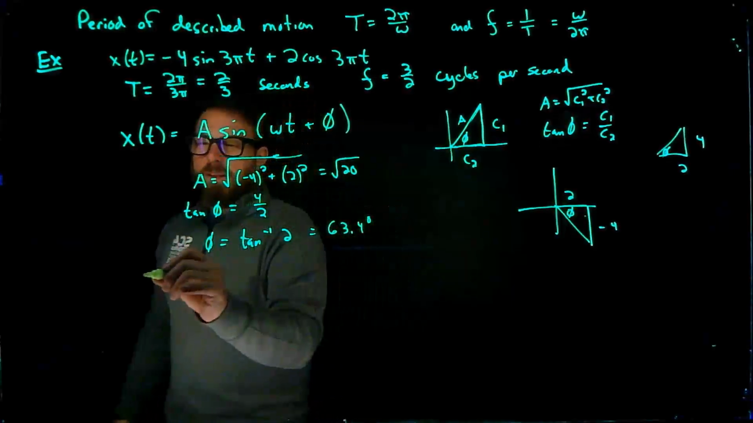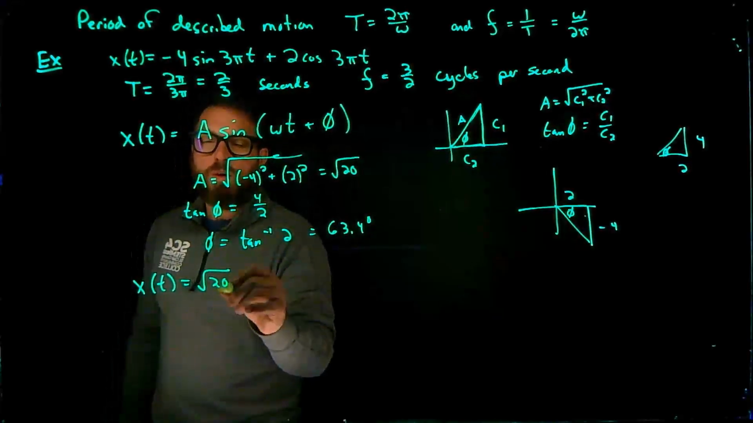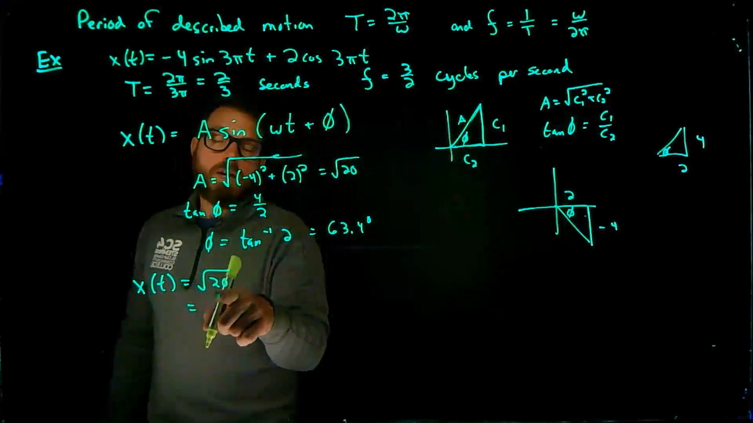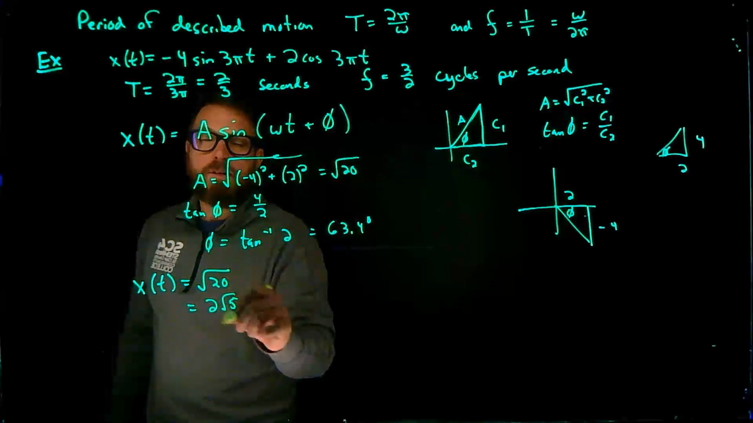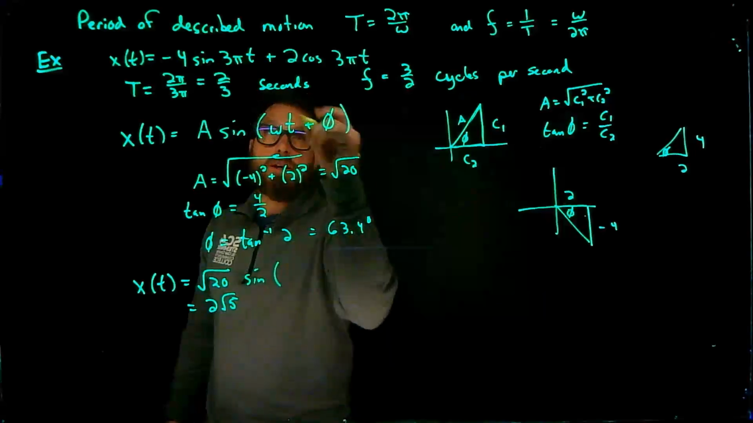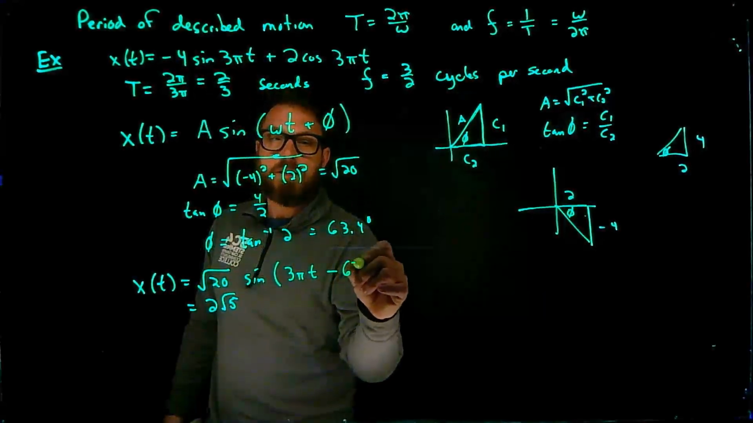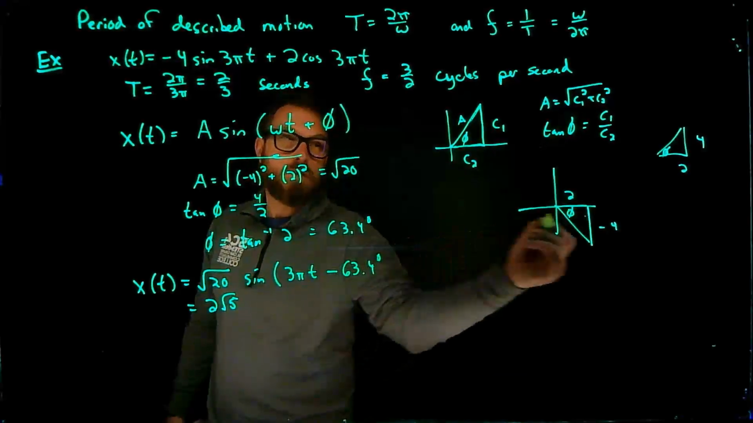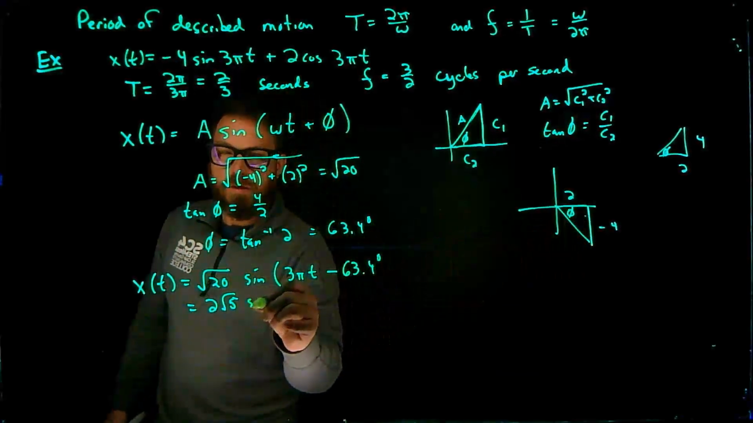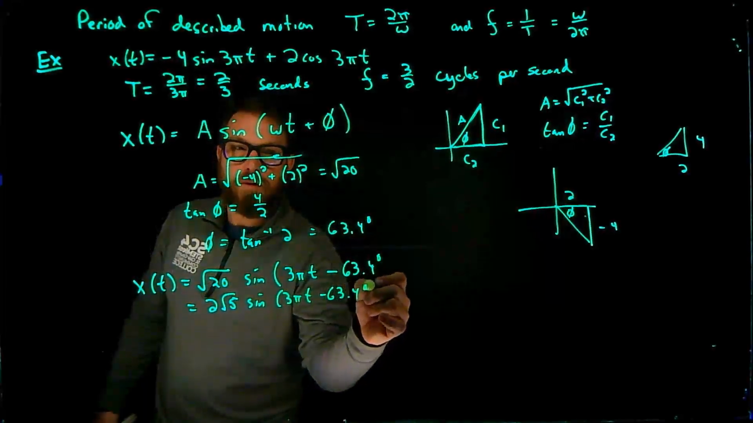So I can rewrite the solution as x of t is going to be A, which is the square root of 20, or 4 times 5, so 2 root 5. And this is going to be sine of omega, and omega is still that 3 pi t. And this is going to be minus 63.4 degrees because it's down here in the negative. So x of t equals 2 root 5 sine of 3 pi t minus 63.4 degrees.